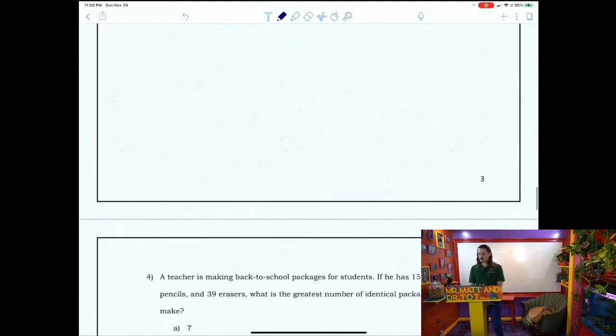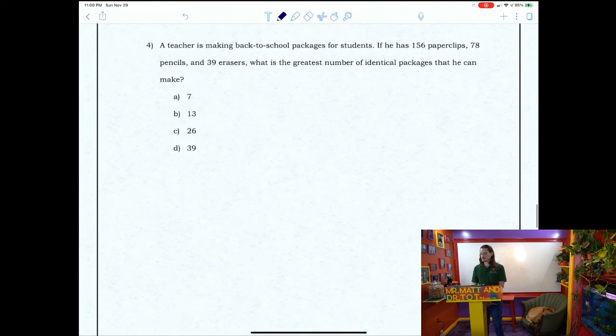Question number 4 asks, a teacher is making back-to-school packages for students. If he has 156 paper clips, 78 pencils, and 39 erasers, what is the greatest number of identical packages that he can make? So please pause the video and take a few moments to solve this problem.